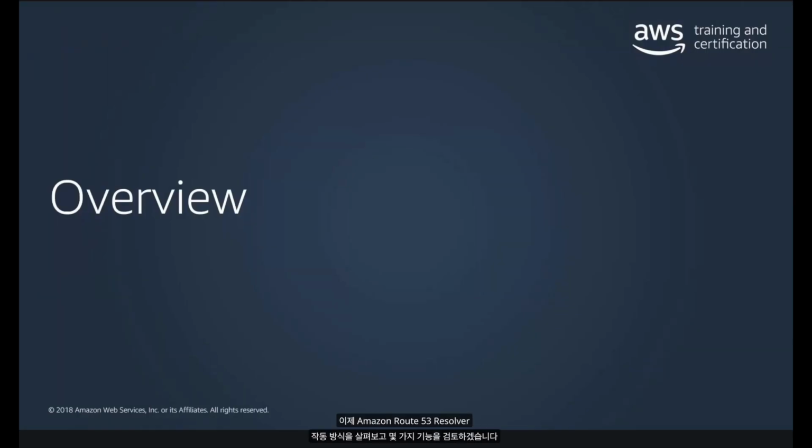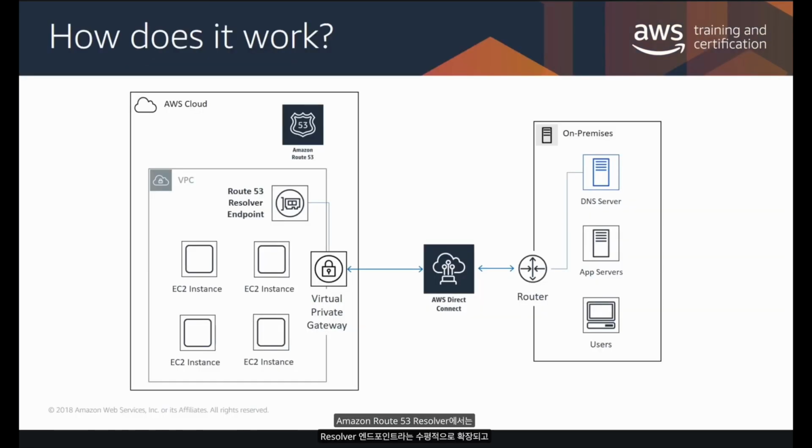Now let's take a look at how Amazon Route 53 Resolver works and review some of its features. Amazon Route 53 Resolver uses a virtual device that is horizontally scaled, redundant, and highly available, called a resolver endpoint. A resolver endpoint is made up of at least 2 elastic network interfaces, or ENIs, with a private IP address that allows your DNS queries to flow between AWS and on-premises.